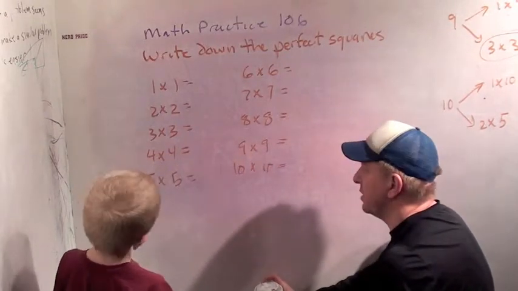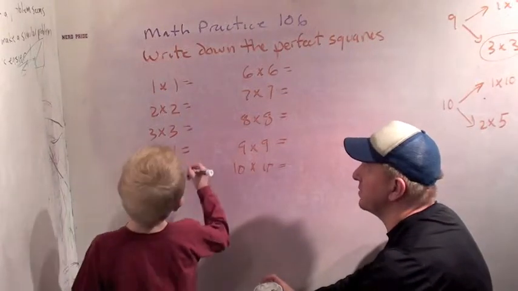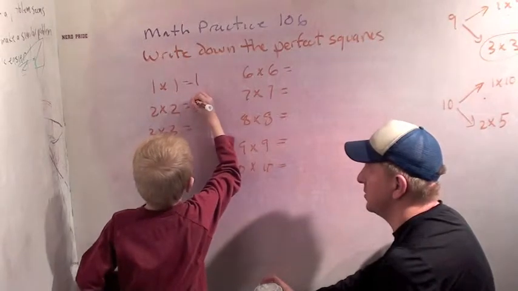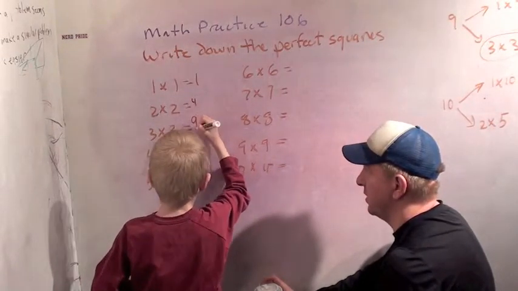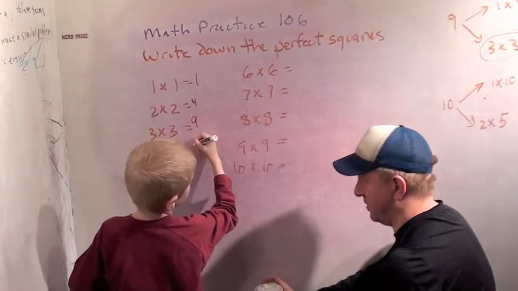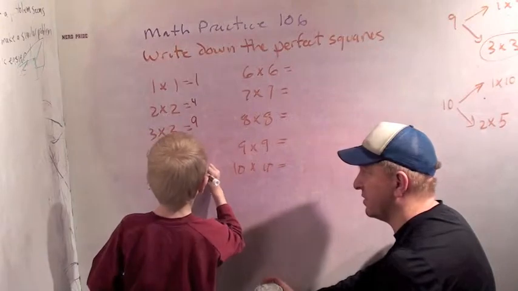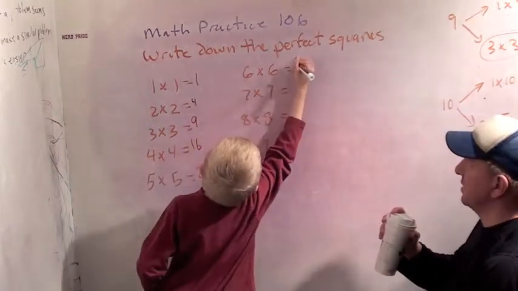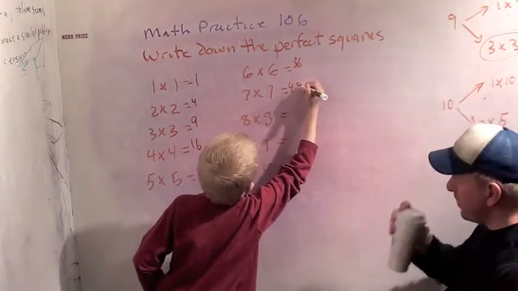But you told me you already know a little bit about the perfect squares, right? So can you write down the perfect squares? What's 1 times 1? 1. 2 times 2 is? 4. 3 times 3 is? 9. 4 times 4 is? 16. Okay. 5 times 5 is? 25. All right. 6 times 6? 36. 7 times 7? 49.